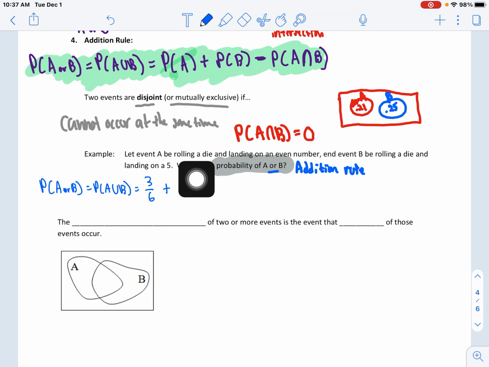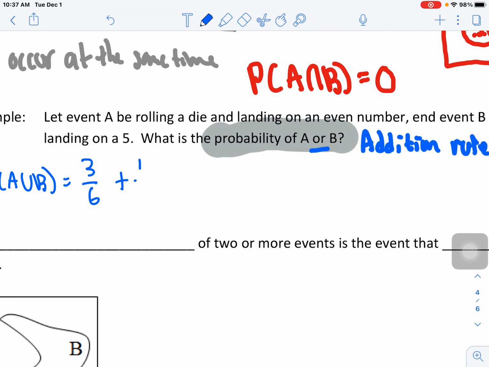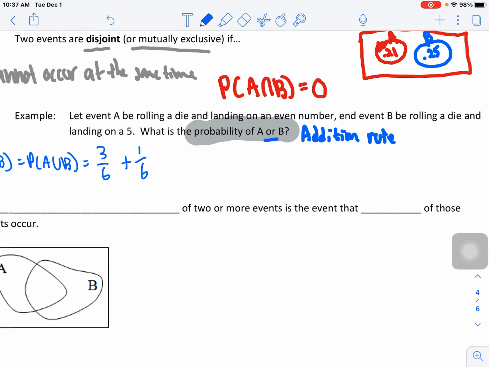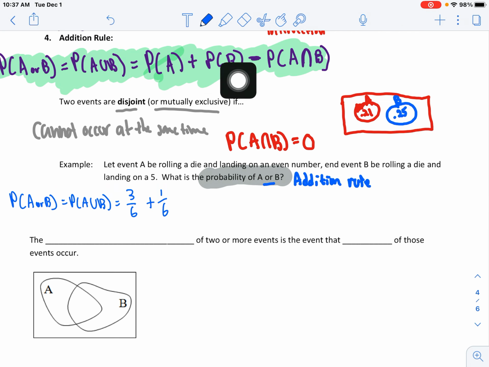Now to that, I have to add event B. Event B is rolling a die and landing on a 5. What is the probability that I just roll a die and it lands on a 5? Well, it's just a 1 in 6 chance. But now the addition rule says that we not only have to add those 2 things, but we also have to subtract their intersection.